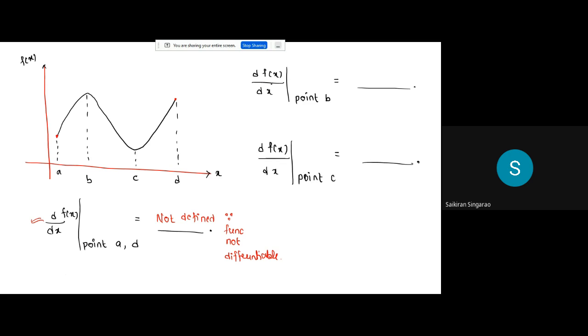Now, can you answer this? What is the slope of the function at point B? This is point B, so I have to draw a tangent at point B. This is how I can draw a tangent. It is touching simply at only one point, B. Can you tell me what is the slope of the tangent at point B, or what is the differentiation of f of x at point B?